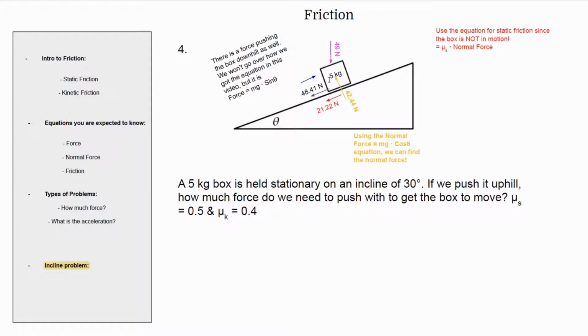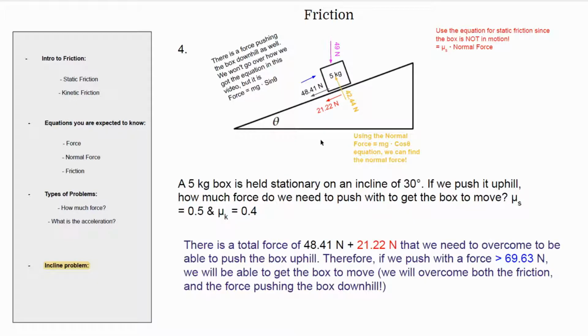Now ultimately what we're looking for is how much force we need to put in to move the box uphill. And since we know that this force, the force of the box wanting to go downhill, plus the force of the friction, are two forces we need to overcome. So we need to, in total, have a force of greater than 69.63 newtons to be able to push the box uphill. This will allow us to overcome both the friction and the force pushing the box downhill.